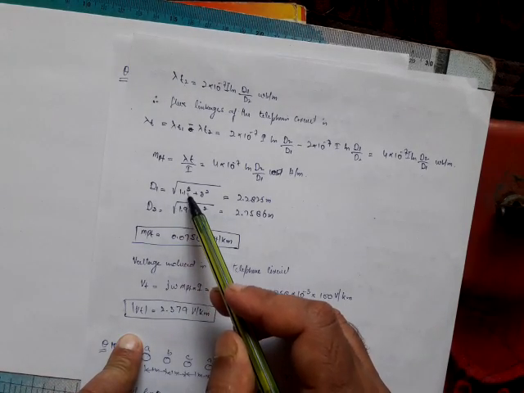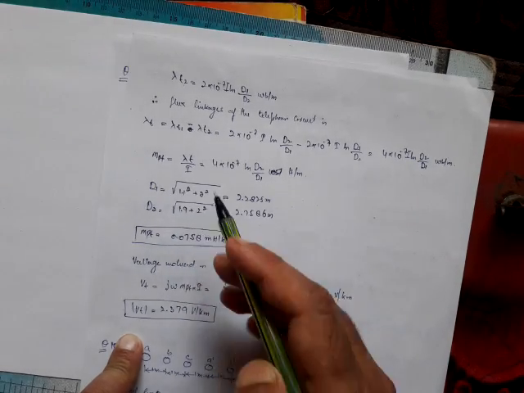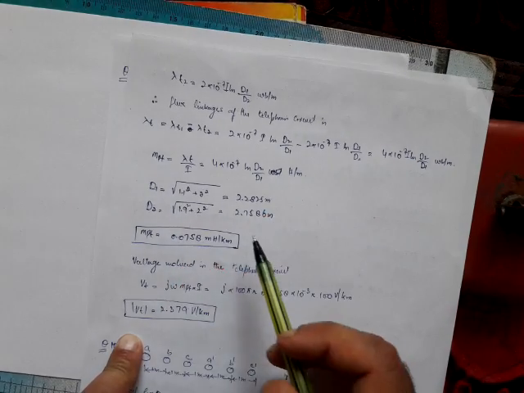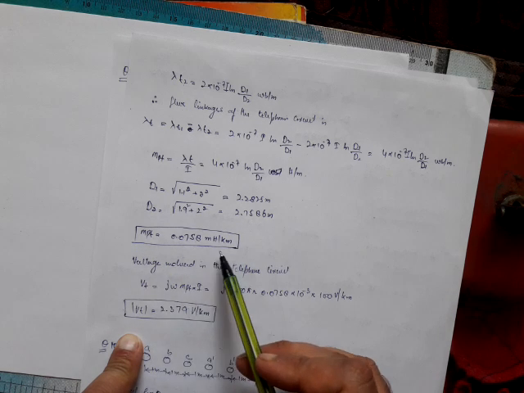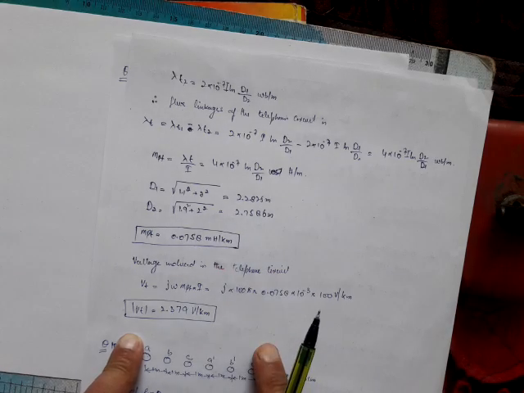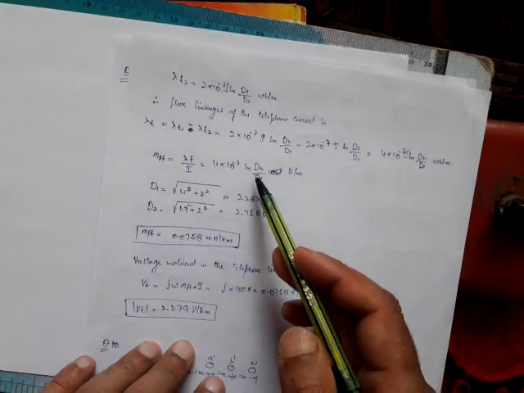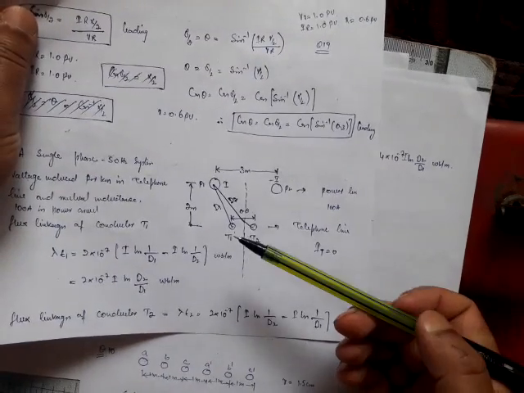D1 is equal to the square root of 1.1 square plus 2 square, that is equal to 2.2825 meter. D2 is equal to the square root of 1.9 square plus 2 square, that is 2.7586 meter, and MPT comes out to be 0.0758 millihenry per kilometer. Please put this value in this equation and you get the value of this.